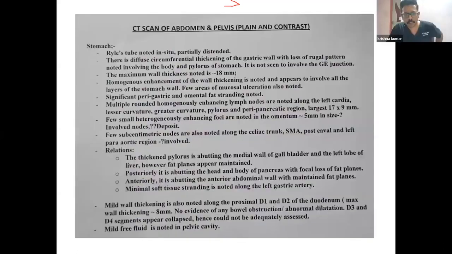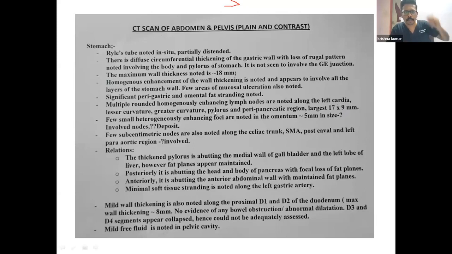Yes, sir. Body of pancreas, with focal loss of fat plane between the head and body, stomach and head and body. So it is T3, is it? T3 or more than T3? What do you think about the tumor staging? Stage T4, sir, because it has gone outside the stomach, adjacent organ involvement. And the N, there are only 2 or 3 nodes. How many nodes are there?